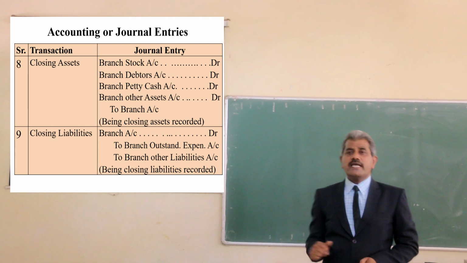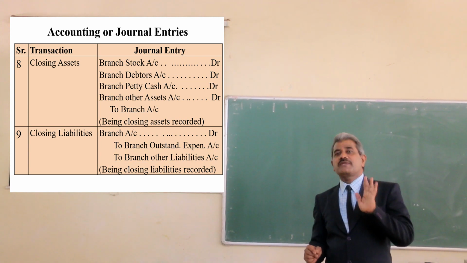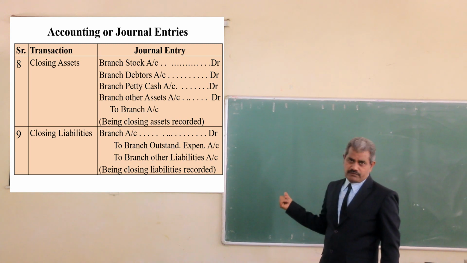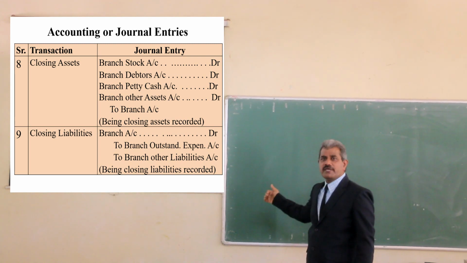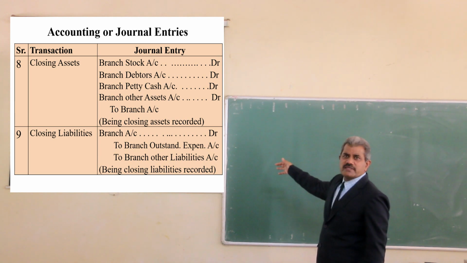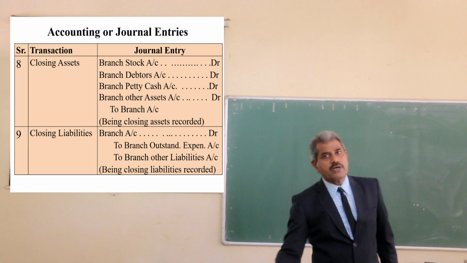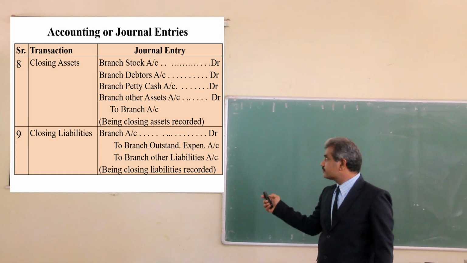And the next entry for recording closing liabilities. If there are any closing liabilities, entry is branch account debit to branch liabilities account. That is branch account debit to branch outstanding expenses account or to any other branch liabilities account. This is to record closing assets and closing liabilities.